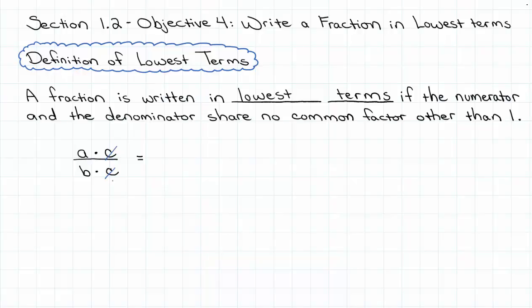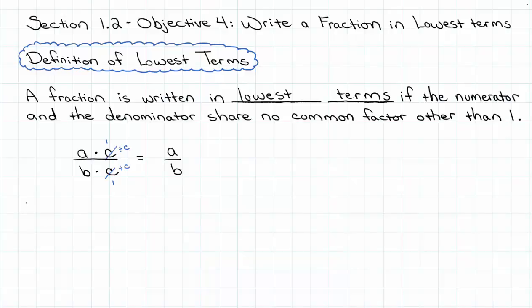So C divides into C once, or you can also think of it like this: C divided by C is going to give me 1. And so this is going to leave me with A over B, and this will represent lowest terms. When writing a fraction in lowest terms, we factor the numerator as primes, factor the denominator as primes, and then divide out those common factors.